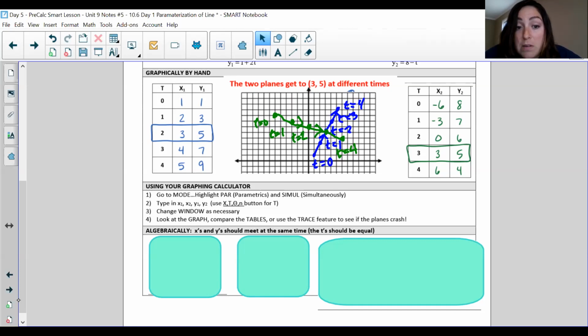And now when you go to your y equals, it should look like a parametric equation. It'll have a set of x1, y1, and a set of x2, y2 for your two sets of parametric equations. And when you use your variable button now, it will automatically put a t in for you. So it's a parametric equation. Change your window if necessary, and then look at the graph, compare the tables, and use the trace feature to see if the planes crash.